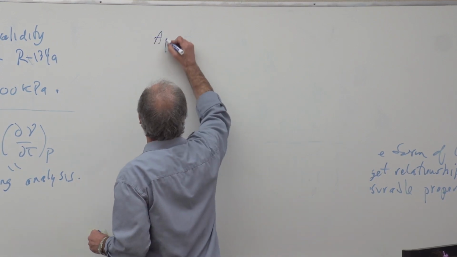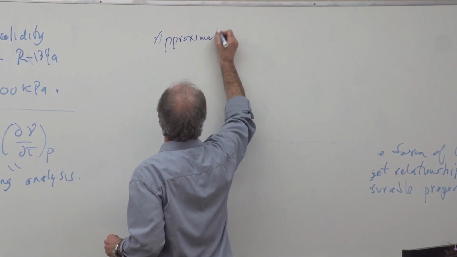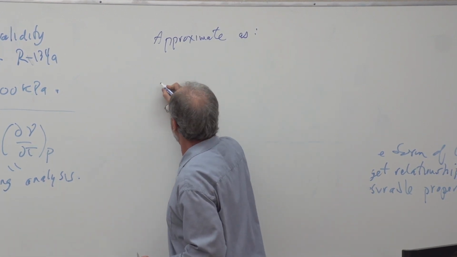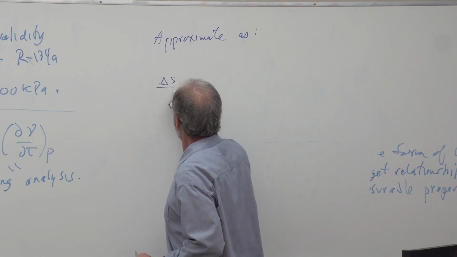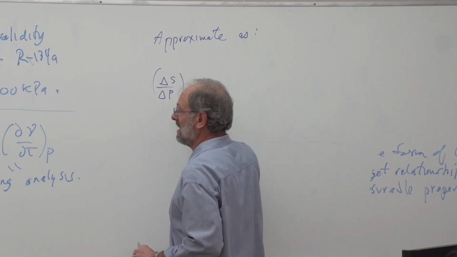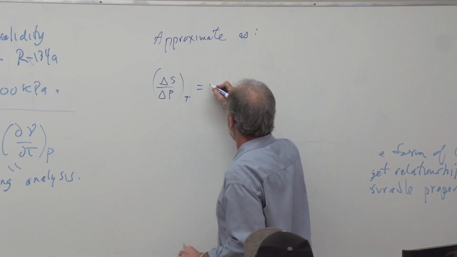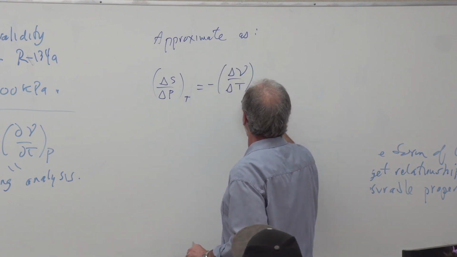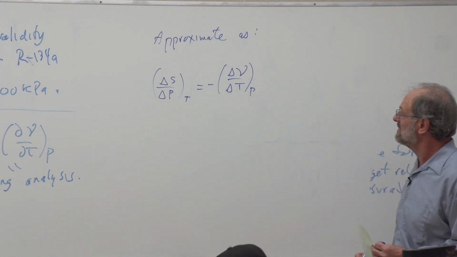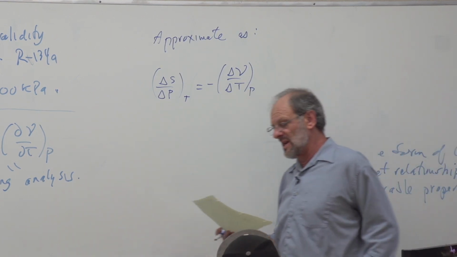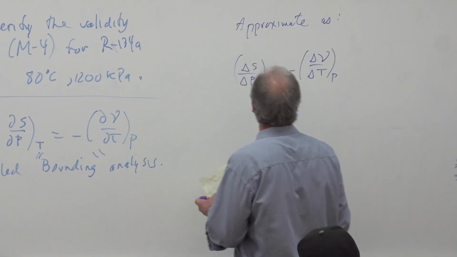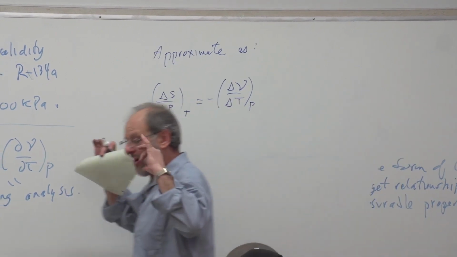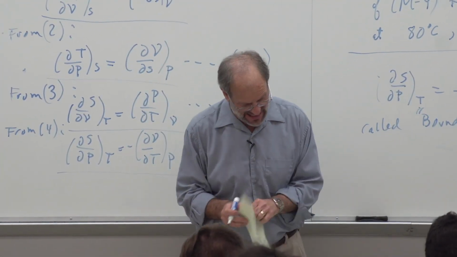So we approximate as follows. So instead of ∂S/∂P, I'm going to write it as ΔS over ΔP at a particular temperature equals the negative of ΔV over ΔT at a particular pressure. So this is actually the equation that we're going to analyze. So we need to go into our property tables and essentially bound our given data.